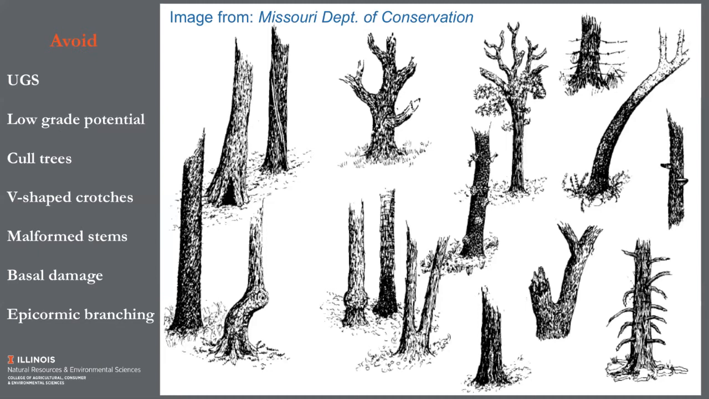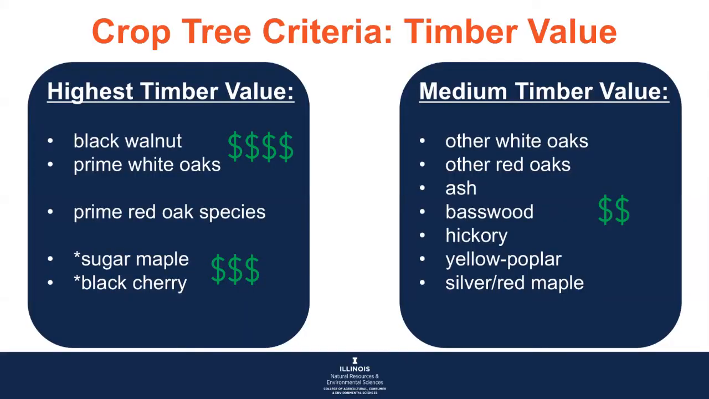tree I would release. Cull trees, V-shaped crotches, malformed trees, so trees that kind of have a sinuosity. If they're crooked, S-shaped, those aren't ideal crop tree candidates. If you have stem damage or basal damage from past logging or fire damage, those are not good release candidates. And of course, epicormic branching, those water sprouts, those trees are already under significant stress and they are not good candidates for crop tree release.